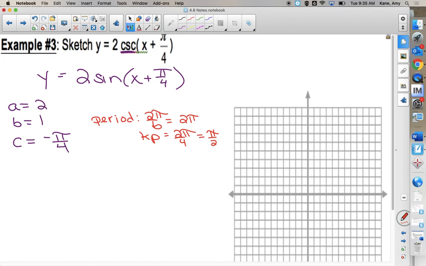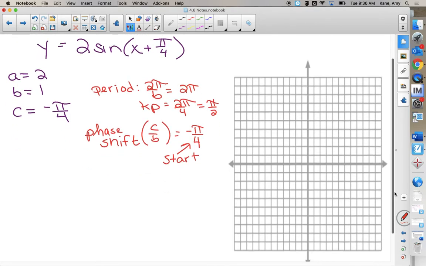The last thing that we need is the phase shift so that we know where to begin this graph. Again, this is different from tangent and cotangent. Tangent and cotangent are like the only ones that are kind of separate, focusing on those asymptotes. Remember, the phase shift is C over B. Well, that's just negative pi over 4. So right here is where our graph starts. That's the first angle that we're going to graph, negative pi over 4.